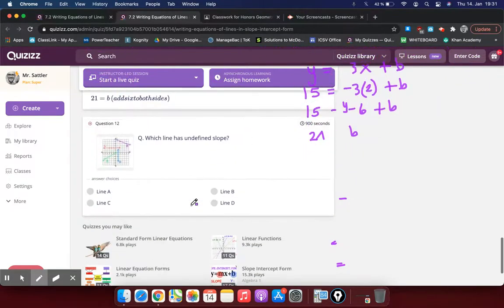Okay, and then the last question, which one has undefined slope? I've sort of already mentioned this in the other problem. It's going to be a vertical line, so line D.